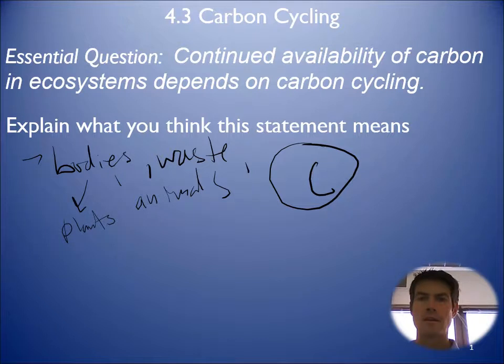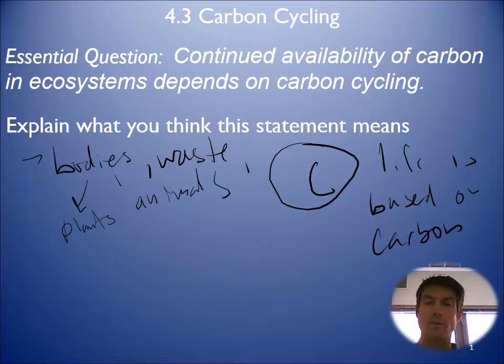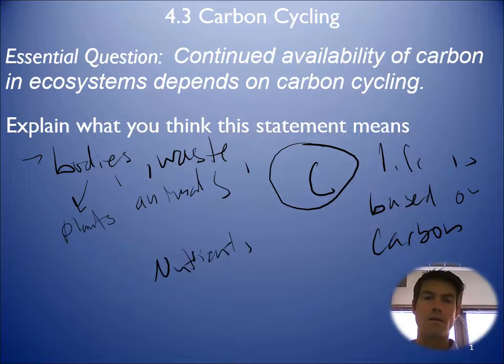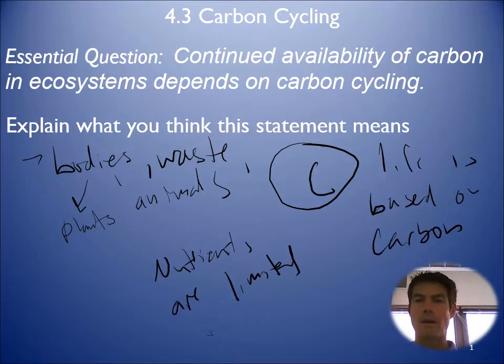So life is based on carbon. So we need to cycle it and reuse it, or else we're going to run out. And remember, nutrients are limited. I guess a better way to say that is we don't get more from outer space. What we have on Earth is what we're going to have, so we need to recycle them. So they need to be recycled.